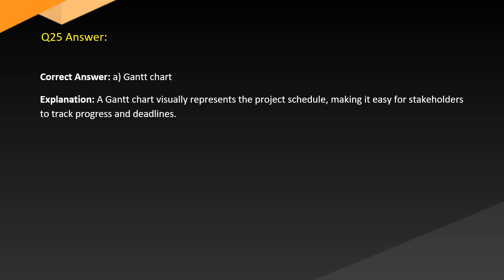Answer. Correct answer A. Gantt chart. Explanation. A Gantt chart visually represents the project schedule, making it easy for stakeholders to track progress and deadlines.